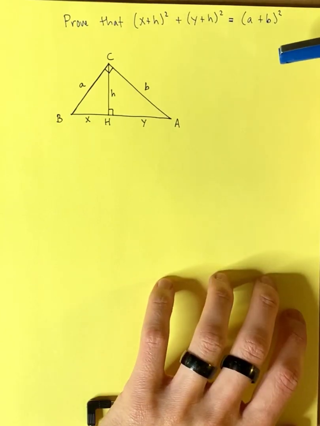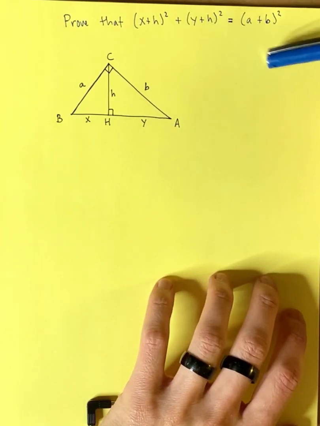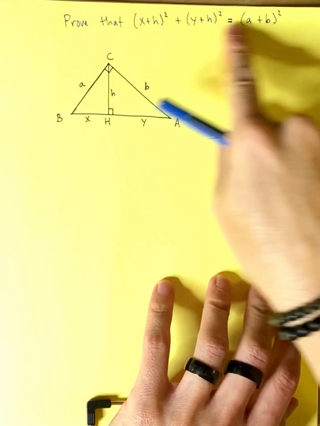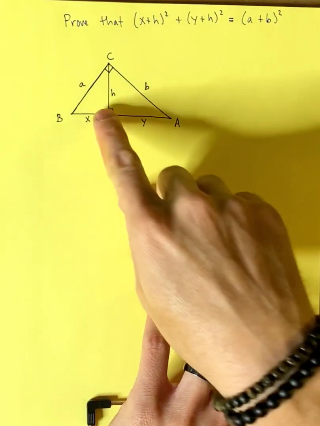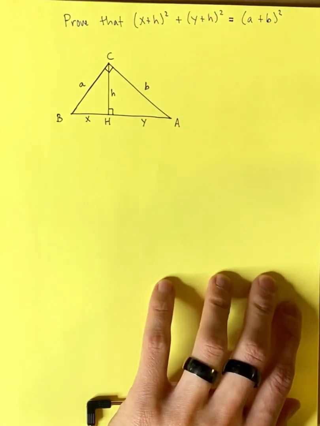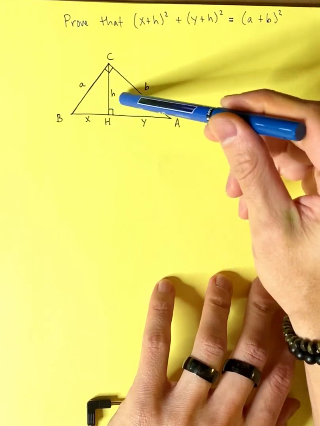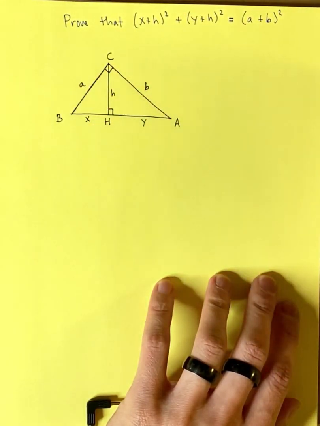Okay, buckle up because this might be a bumpy ride. We're given this diagram. This is what we're trying to prove. Notice that here we have three right triangles: the little one, the medium one, and the overall large one.